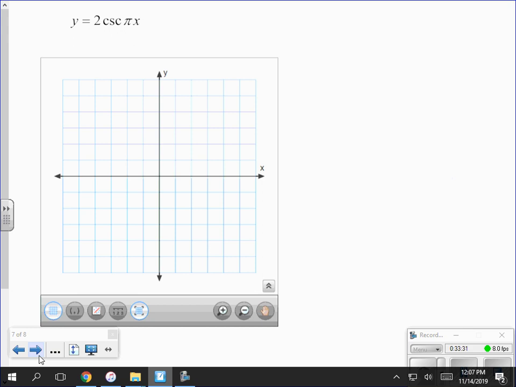Once again, what is the cosecant? 1 over the sine. The cosecant is 1 over the sine. So here's what I want you to do. Sketch in the graph of 2 sine of pi x. This will be good practice for your quiz coming up. Sketch the graph of 2 sine of pi x, and then use that to find the cosecant.